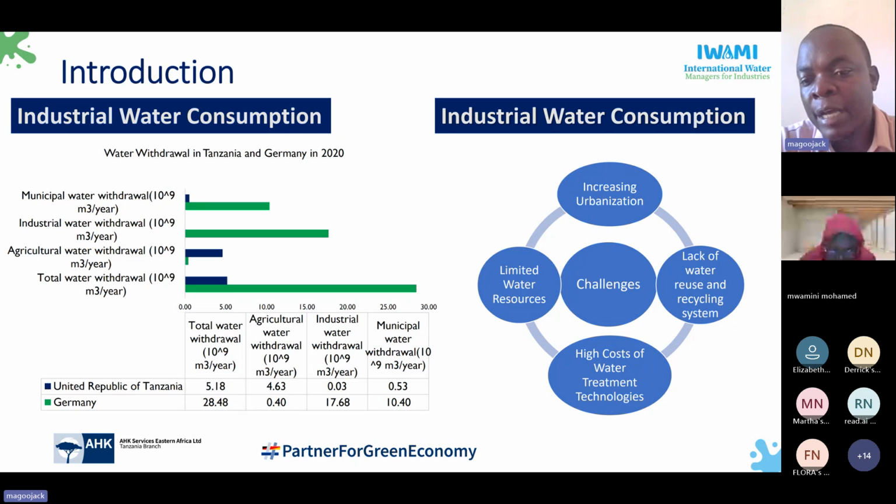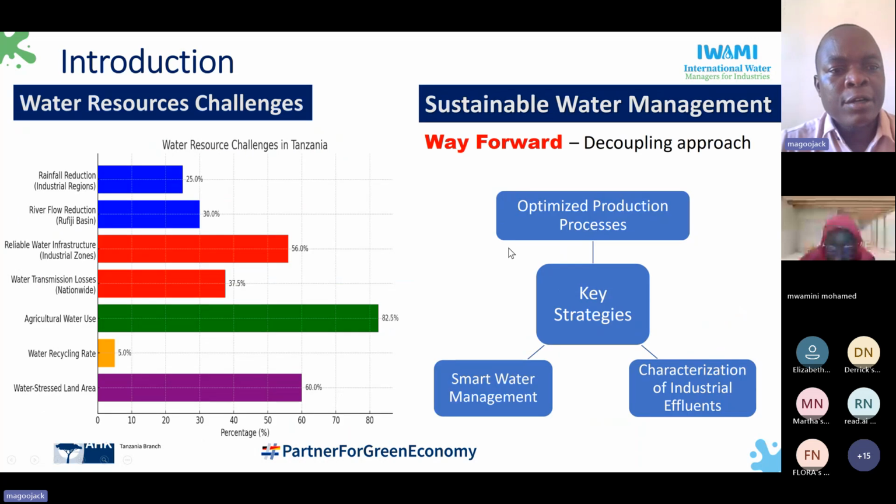The third is the high cost of water treatment technologies. In developed countries like Germany, they use advanced technologies that can totally recycle 100% of wastewater, and it can be put back into use. Also, we have limited water resources. Now we can realize those challenges as to why industries in Tanzania do not receive much of the water that we withdraw from various sources.